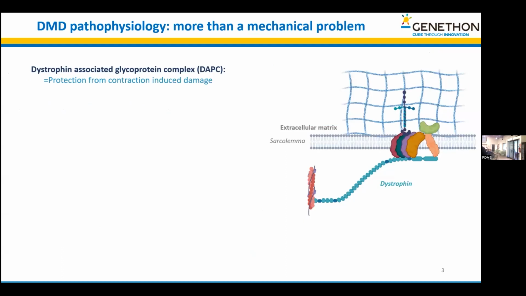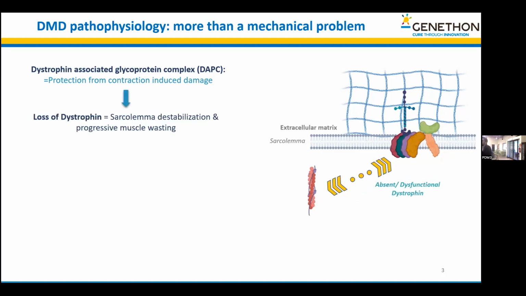Ever since the dystrophin gene was characterized as the cause of DMD, the common theory behind the pathophysiology of Duchenne was of a mechanical problem. We have dystrophin that does the link between the muscle fibers and the extracellular matrix. When we lose dystrophin, we lose this link, and this leads to damage after contraction and to progressive muscle wasting. That is when we look at the pure mechanical problem in Duchenne muscular dystrophy.